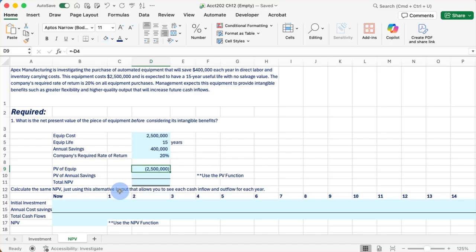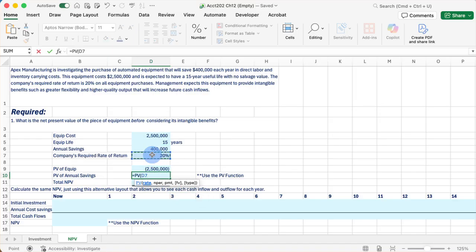And so what that looks like is that the present value today is the same as what it is. So we can just say equals negative equipment cost. That's our outflow. And then for the annual savings, we'll say equals PV, open parentheses. First it wants the rate, that's 20%, comma, the number of periods, which is 15 years, comma, the payment. Since this is an annuity and it's the same for all 15 years, we can just cell reference that inside of this one PV function and close our parentheses.